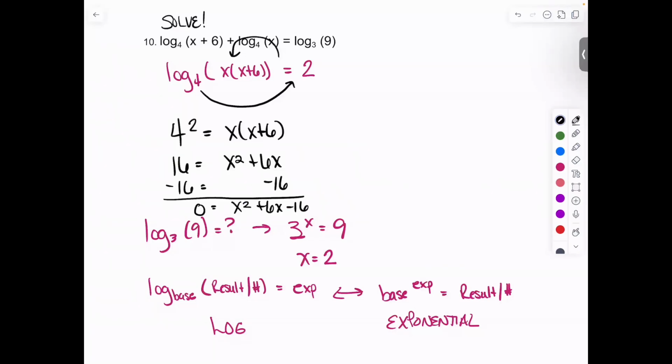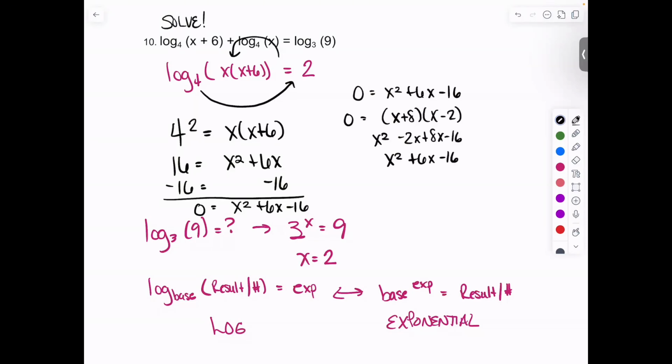Okay, so for room, I'm just going to re-add this over here. And I think this factors if I put x plus 8, x minus 2. Yeah, that gives me x squared plus 8x minus 16. Always check. When in doubt, check. That's x squared plus 6x minus 16. Okay, so that works. And then we could have two potential answers. I could have x equals -8, x equals 2.